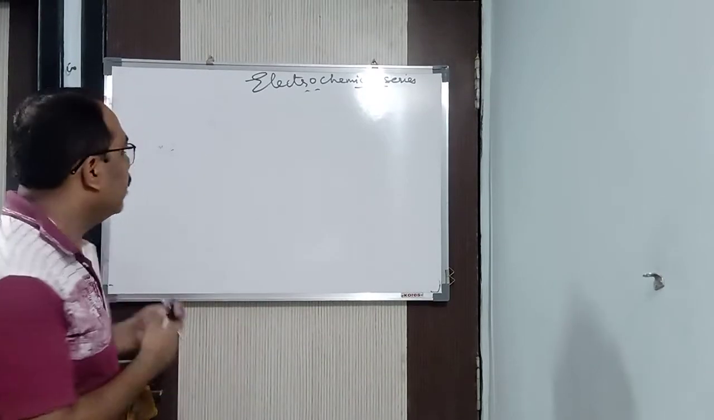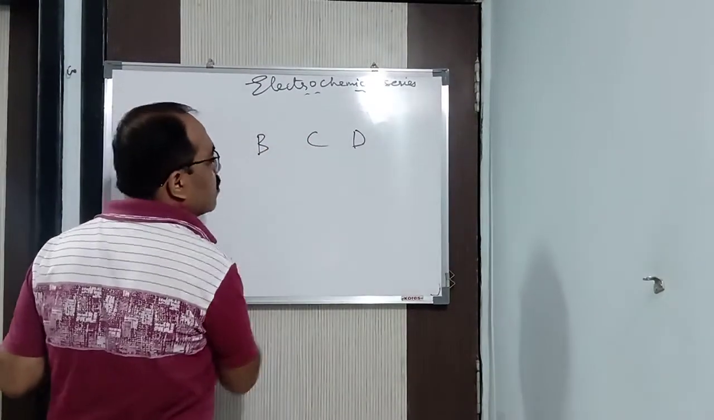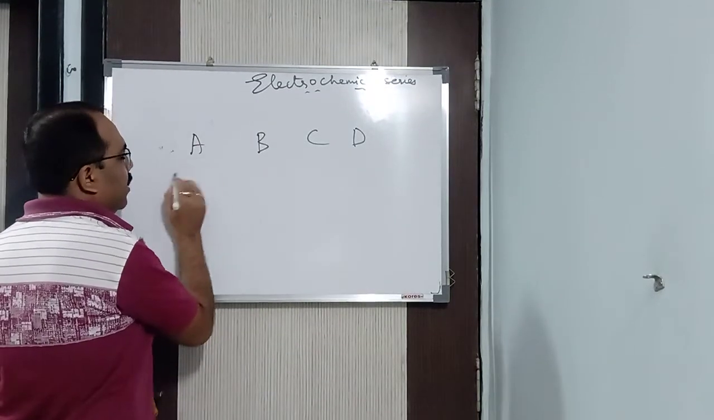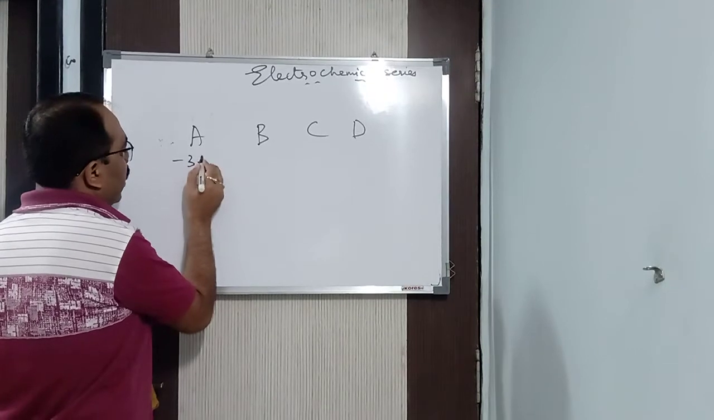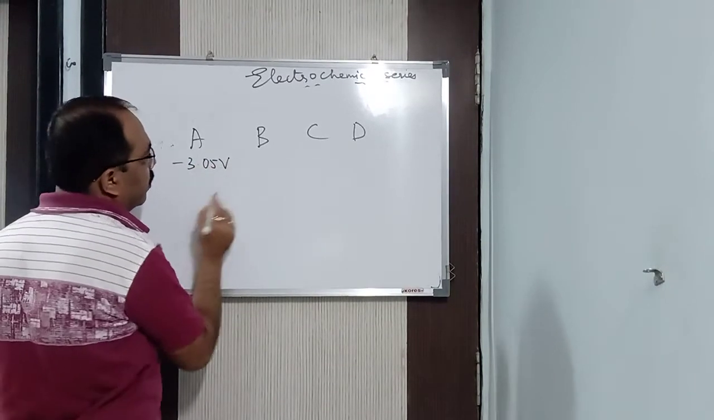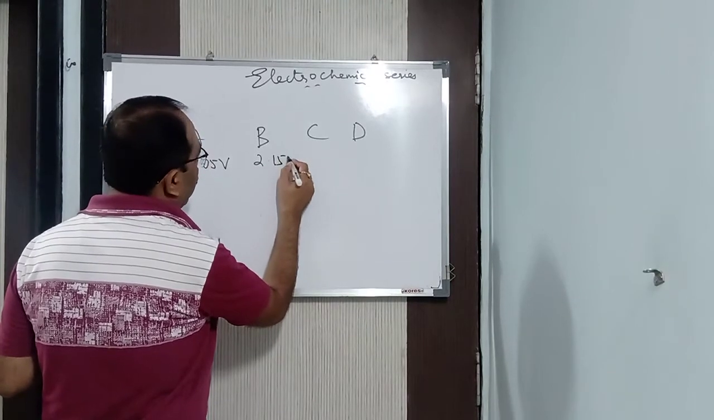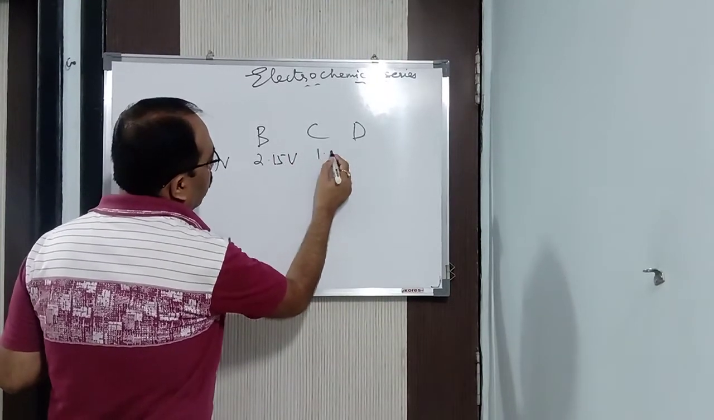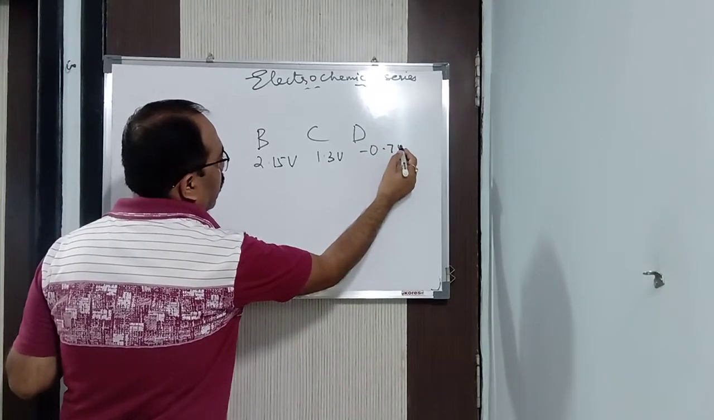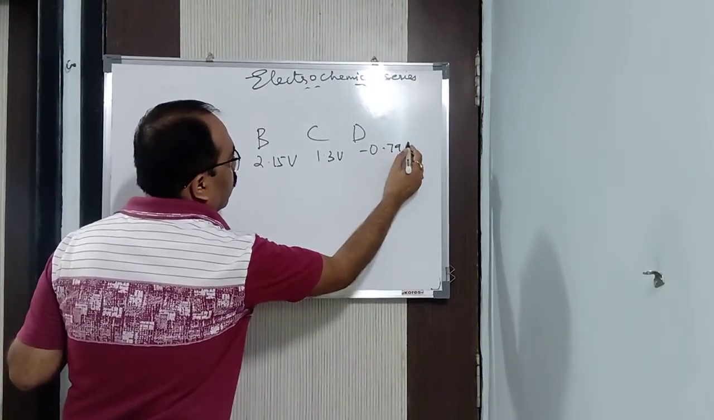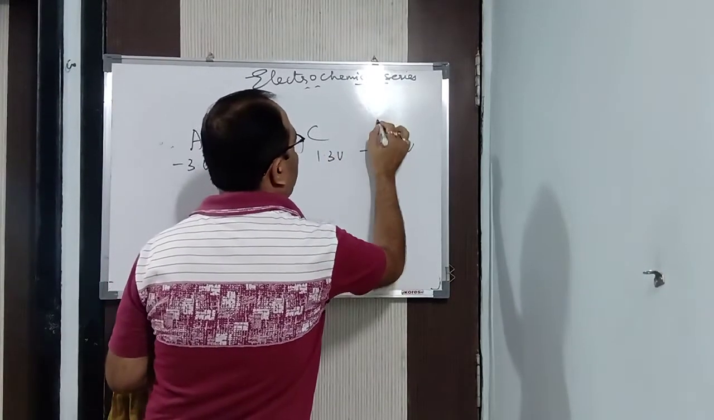But if it is given in this way, A, B, C, D, the name is not given; rather, the electrode potential is given to you. Suppose the electrode potential of this is minus 3.05 volt, let us say. This one is 2.15 volt, let us say. This one is 1.3 volt. This one is minus 0.79 volt, let us say. So in this way, different electrode potentials are given.